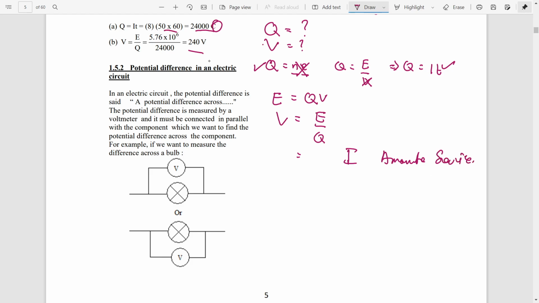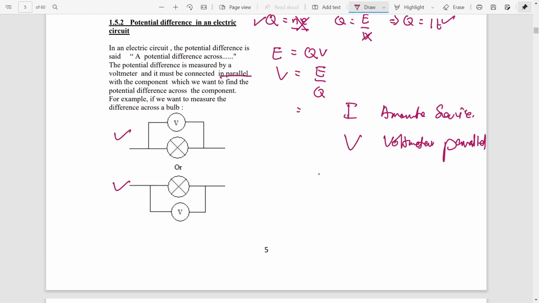Okay, satu baris. So for potential difference or voltage in electric circuit, the potential difference is measured by voltmeter. So we use voltmeter. V, kita gunakan voltmeter. Itu nama alat dia. And it must be connected in parallel. Mesti disusun secara selari. Dah belajar masa sekolah rendah kan? Parallel macam mana? This is how parallel can be. Dia bukan sebaris. Dia bukan letak bulb, lepas tu sambung terus voltmeter. So ni salah. This is series. One line.